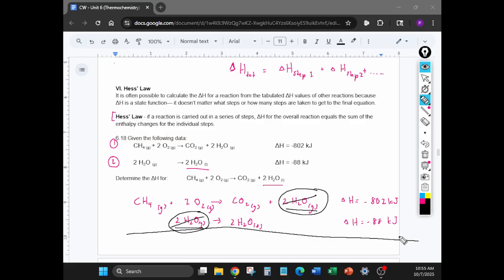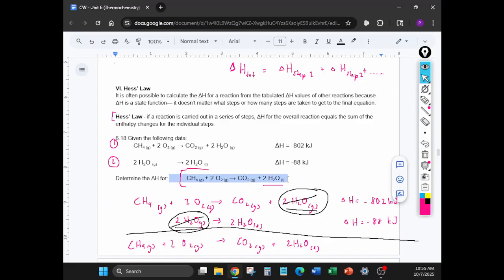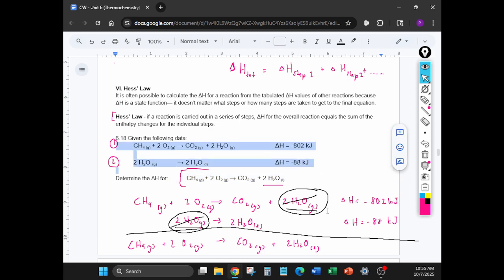Then we look at what is left over. What is left over is CH4 gas and 2 oxygen gases on the reactant side. And on the right side, we have CO2 gas and 2 H2O liquid. That's exactly the equation that we're looking for. Basically, you're trying to make this equation with these two equations.